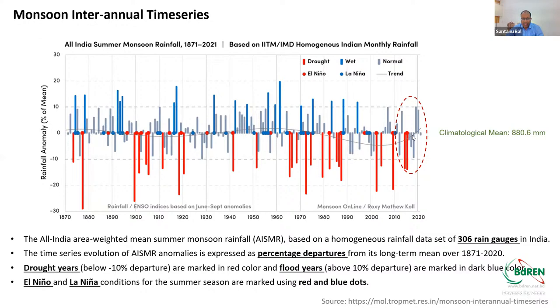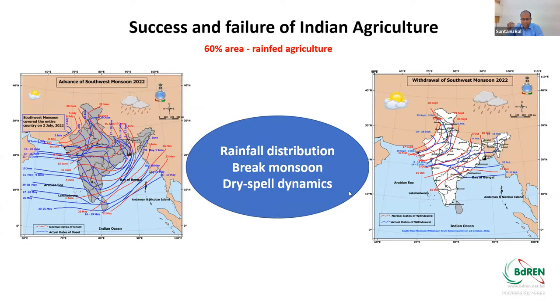We know that in India, around 60% of the area is under rainfed agriculture. So the onset of monsoon, the withdrawal, the rainfall distribution between these two, whether there is any break monsoon, and also the dry spell dynamics within that period, is the most important factor which actually governs Indian agriculture.